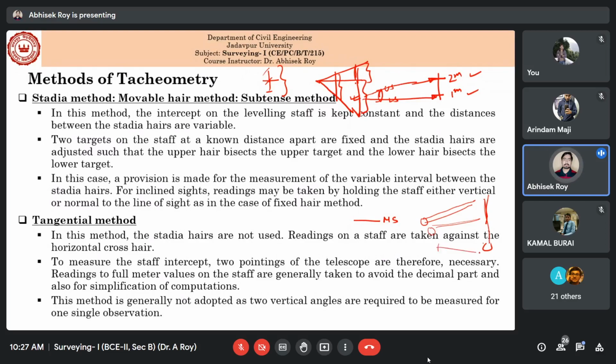So your base is constant. If you apply trigonometry, your base is constant, and you are sighting two different points. So your angle is different, and your height is different. So by applying trigonometry, we can calculate this distance also. That is the basic principle of the tangential method. Here we will not use the upper stadia and lower stadia.